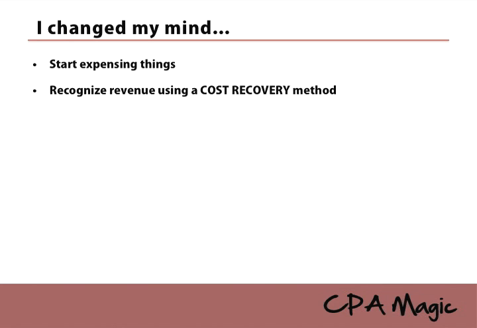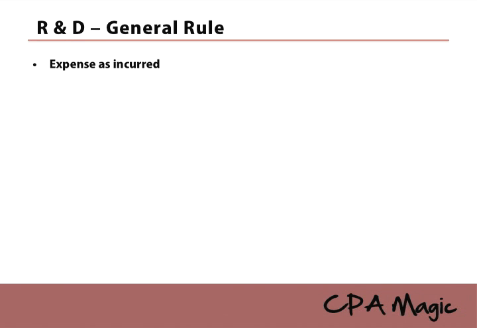Costs, a couple things just to keep in mind. Let's go back now to our general rule here. Expense R&D costs as incurred unless there's an exception. We saw that there's an exception with the way that you account for computer software costs, and we'll go over that a little bit at the end. But there are two other exceptions that are very important to note.